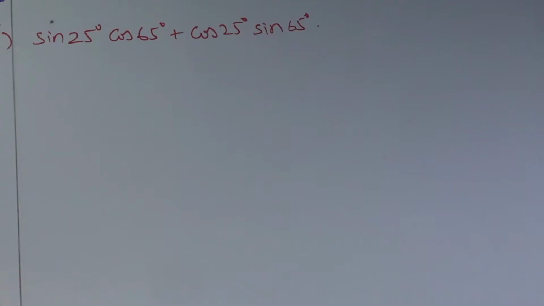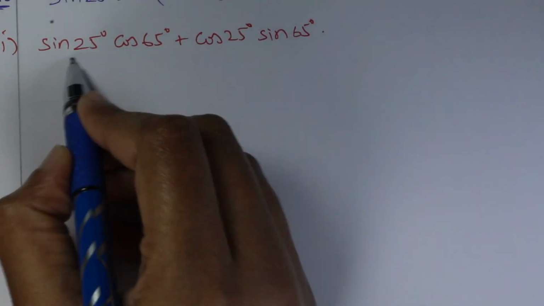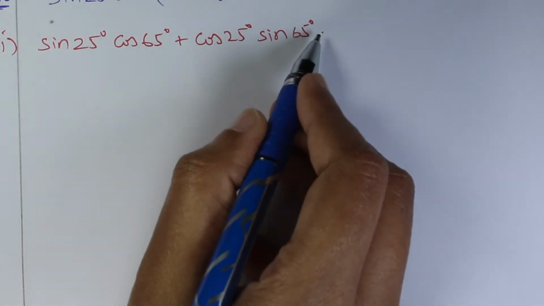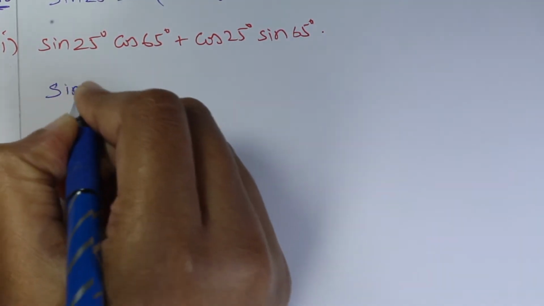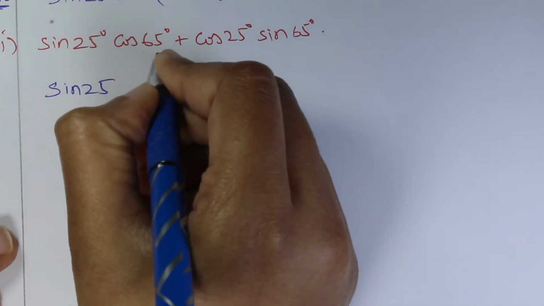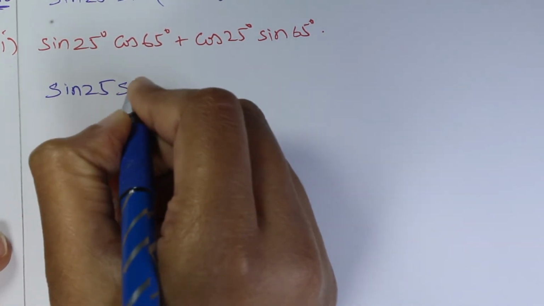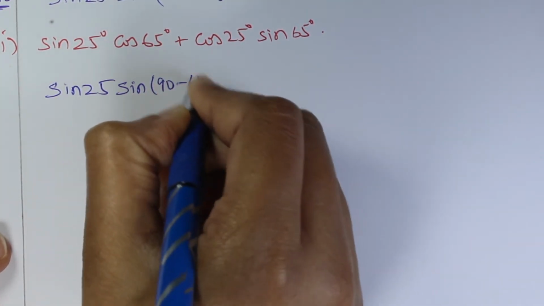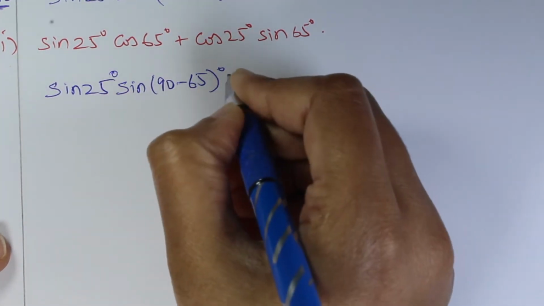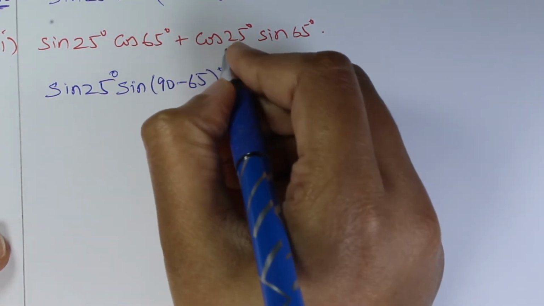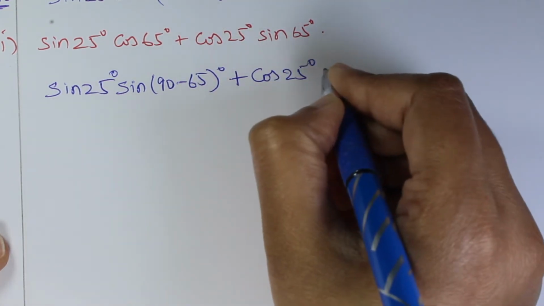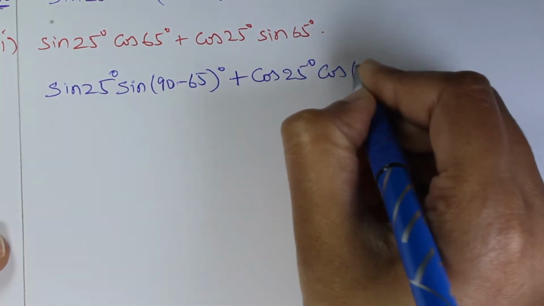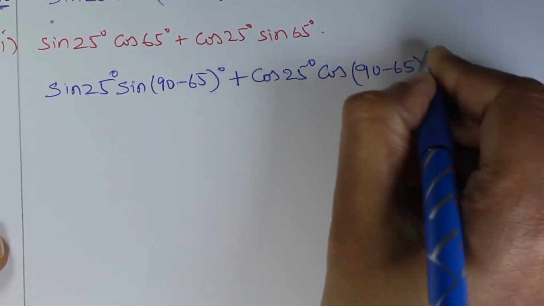Hope this is clear. Now, let's move to the second part of this question. Let us see if we can simplify this in the form of sin square a plus cos square a. So, sin 25 into cos 65 can be written as sin 25 into sin of 90 minus 65 degrees, plus cos 25 degrees into cos of 90 minus 65 degrees.